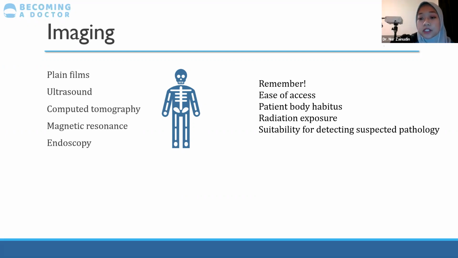Next will be radiation exposure. So you have to consider the age of the patient, the gender. If it's a female of childbearing age, you're less likely to order a CT scan. You're more likely to go for an ultrasound. And also, how suitable is the modality for detecting what you're thinking of?